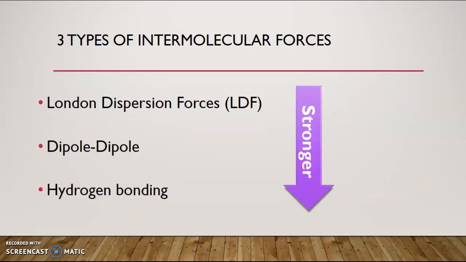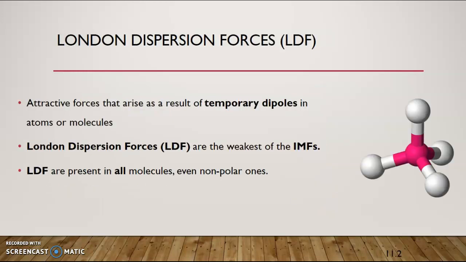So there are three types of intermolecular forces. The weakest of which is called the London dispersion force. The second weakest is dipole-dipole bonding, which is a bonding between polar molecules. And then the third and the strongest, although still very weak, is hydrogen bonding, and that's a very special instance of dipole-dipole bonding. London dispersion forces arise from what's called a temporary dipole in our atoms or molecules.